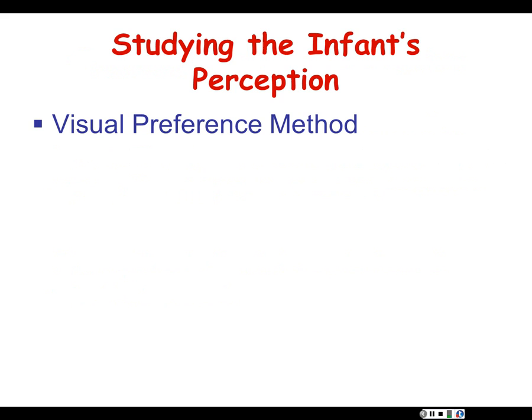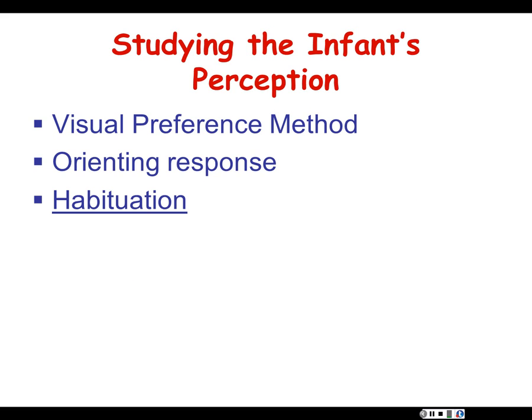So, how do we study the infant's perception? They use this thing called the orienting response, or the visual preference method. So they look for the baby to habituate to the object or the face. They show an object or they show a face. The baby notices it. Can they orient to it? Can they notice it? Do they focus on it? Do they look at it?